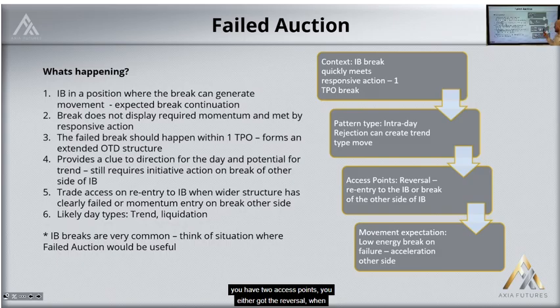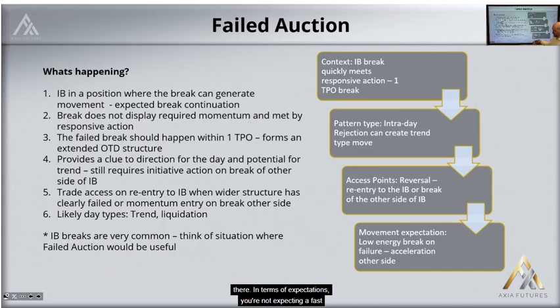So you have two access points. You've either got the reversal when you re-enter the initial balance, and this is only really playable when you have a very clear reason to want to play it. And the reason is not simply that it didn't break the initial balance and stay outside. Alternatively, you can play it on the break of the other side of the initial balance for your continuation there.